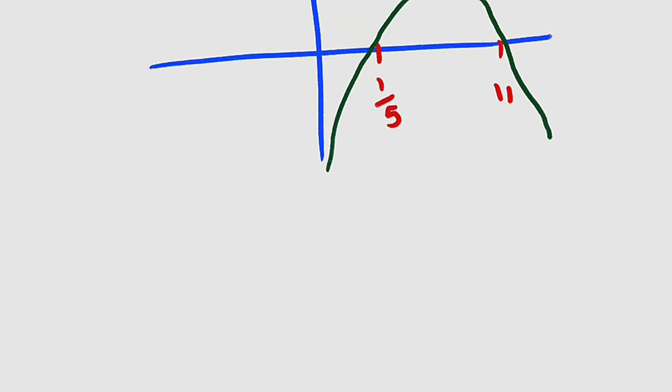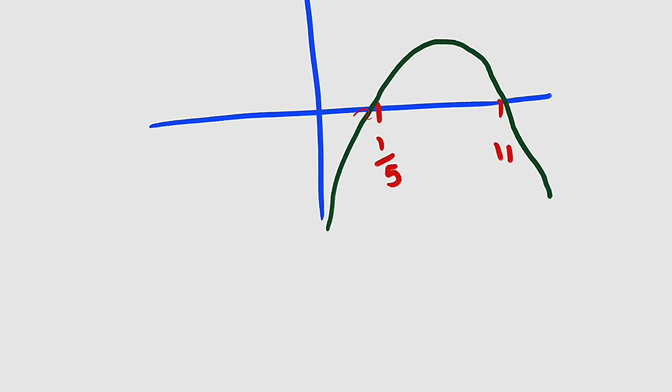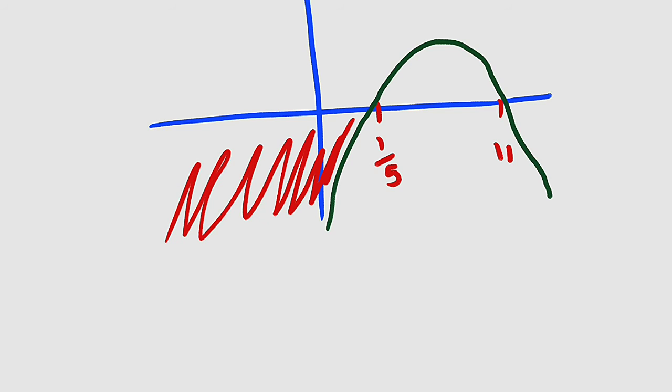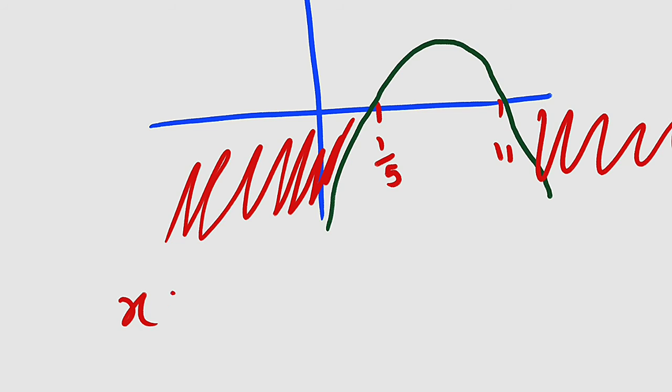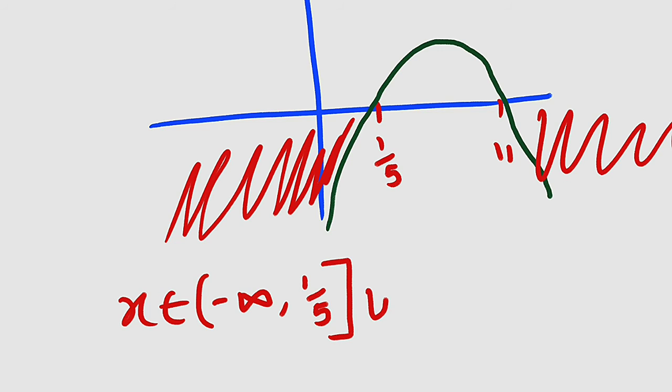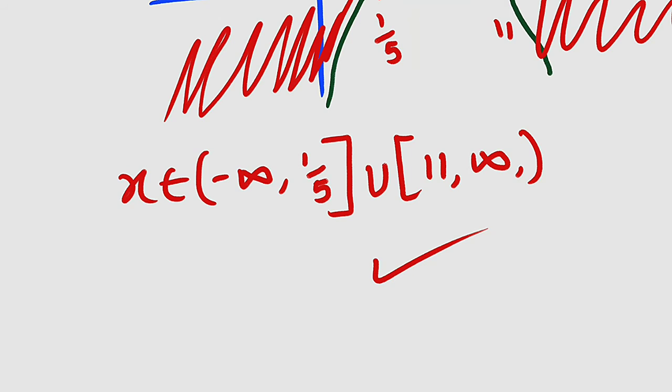We are looking for the values less than or equal to 0, so below the x-axis. We are talking about these portions. So x belongs to the interval from negative infinity to 1/5, inclusive, union from 11 to positive infinity. This is the solution to this problem.